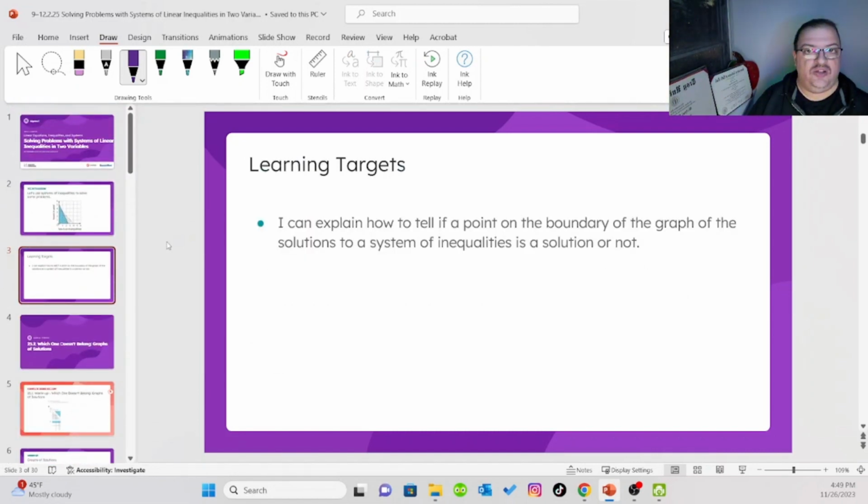Our one learning target for this lesson is that you should be able to explain how to tell if a point on the boundary of the graph of the solutions to a system of inequalities is a solution or not. If you understand how to do that, then you are on track for our test on Thursday, November 30th. If you're not quite sure, make sure you ask me questions before the test day.